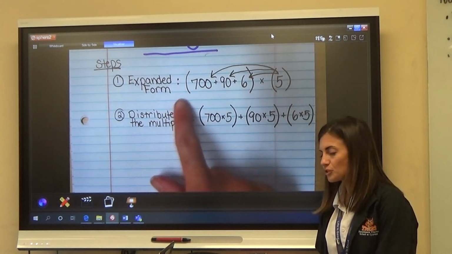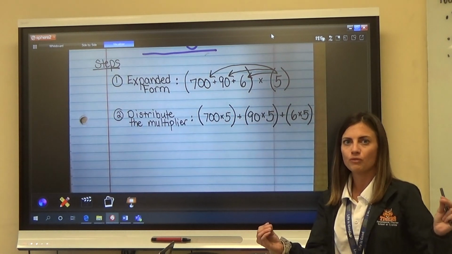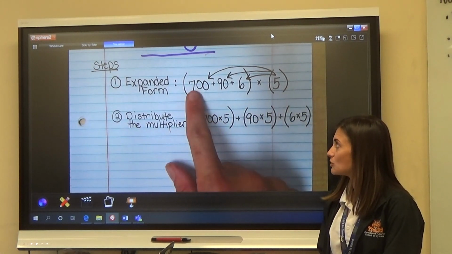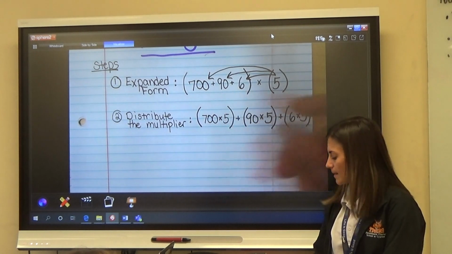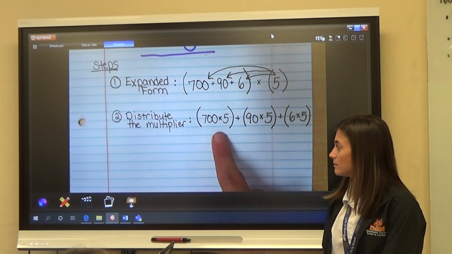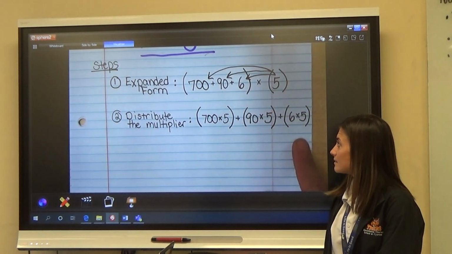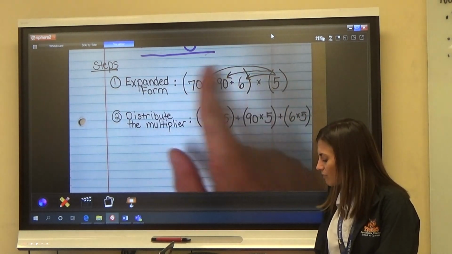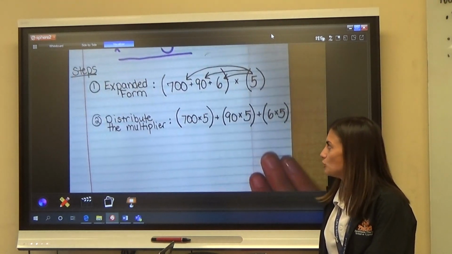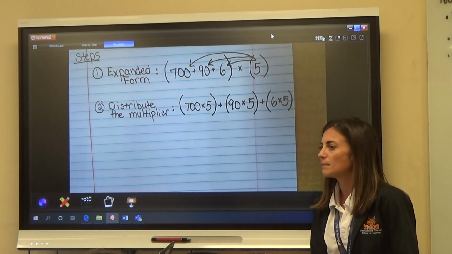When we first turn it into expanded form, we break our numbers and stretch them out for a value for each place value. Then we multiply each little piece of my expanded form by my multiplier. In this case it was 5. So we did 700 times 5, 90 times 5, and 6 times 5. So instead of doing 5 times the whole number, 796, now we're just doing 5 times one number at a time. How do we feel about that so far?